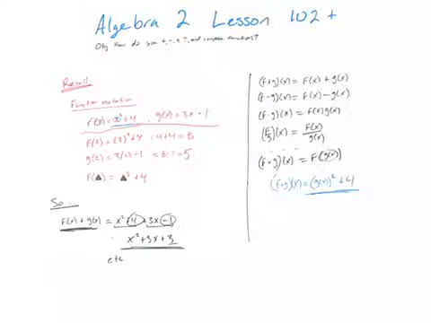Then I remember my g of x is this, so it's the same thing as saying 3x minus 1 squared plus 4. To simplify that all out, you'd say 3x minus 1 times 3x minus 1 plus 4. It's going to be 9x squared minus 6x plus 1 plus 4. So it would be 9x squared minus 6x plus 5.